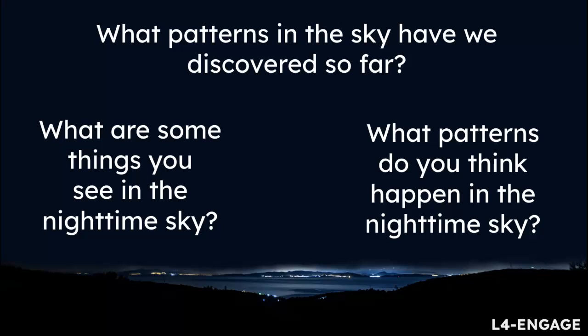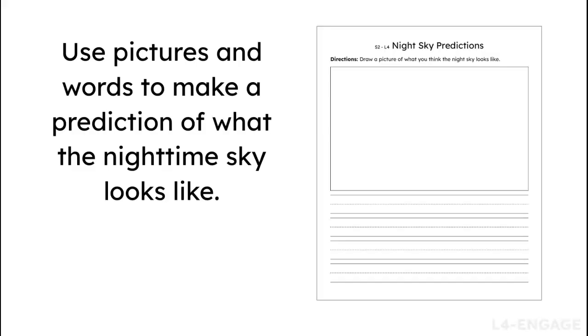You'll begin the engage portion by reminding students of the anchoring phenomenon and the different patterns they've observed in the sky. You'll ask students about the patterns they've discovered in the sky so far and what they think they might see in the nighttime sky. You'll then have students work independently using the Night Sky Predictions student journal page to use pictures and words to make a prediction of what the nighttime sky looks like.